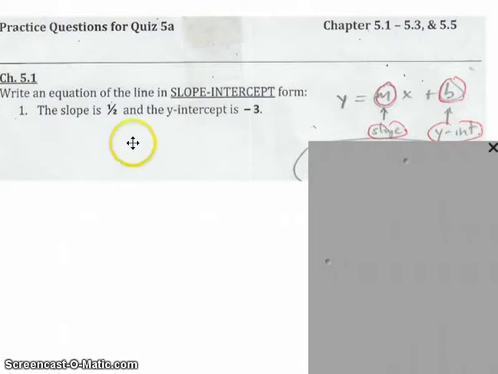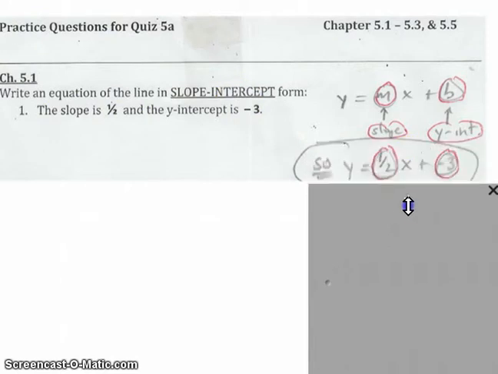Well, the nice news is in this first question, they've given you the slope and the y-intercept. So all you have to do is plug it in. Y equals mx plus b becomes y equals 1/2 x for the slope plus -3 for this y-intercept. Or you might write it in shorthand, y equals 1/2 x minus 3. This is the answer that I'm looking for right here.